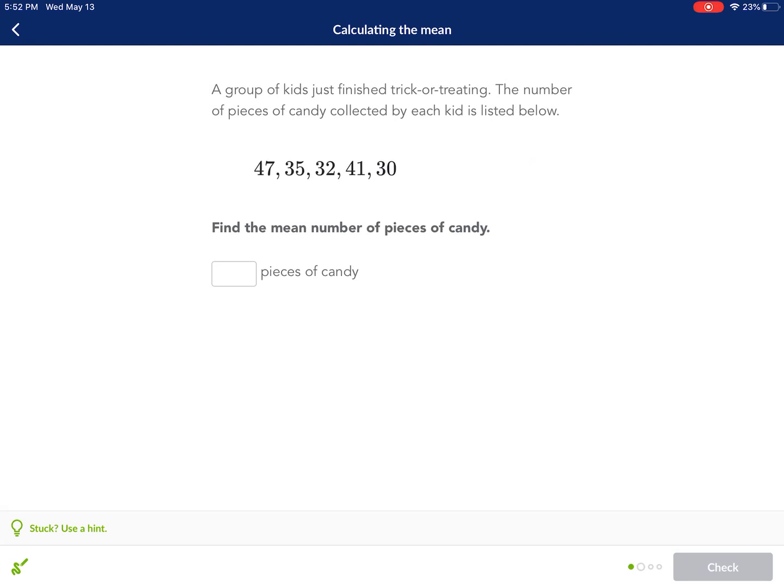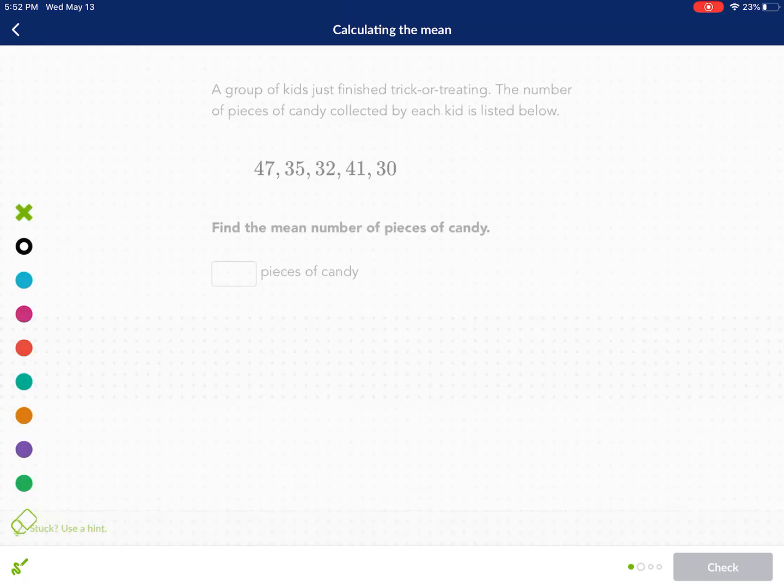A group of kids just finished trick-or-treating. The number of pieces of candy collected by each kid is listed below. Those are some good stops. Either that or they stopped at a lot of houses. Who knows? Something worth studying. All right, so we need to add 47 plus 35 plus 32 plus 41 plus 30. So you have all 5 of those numbers. You can add those up.